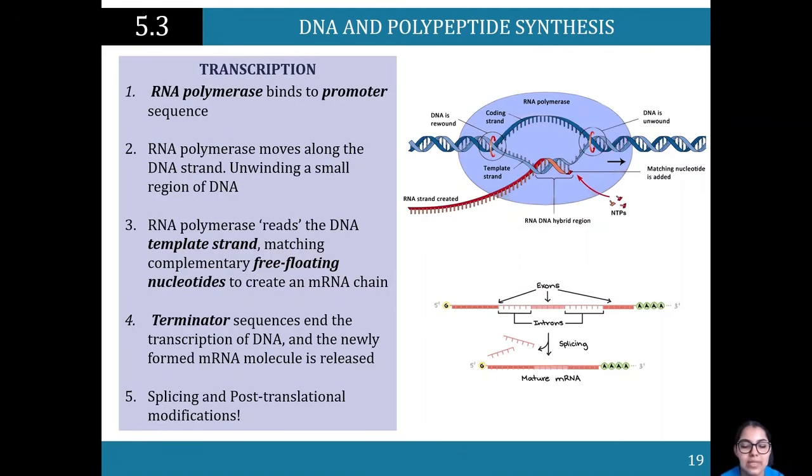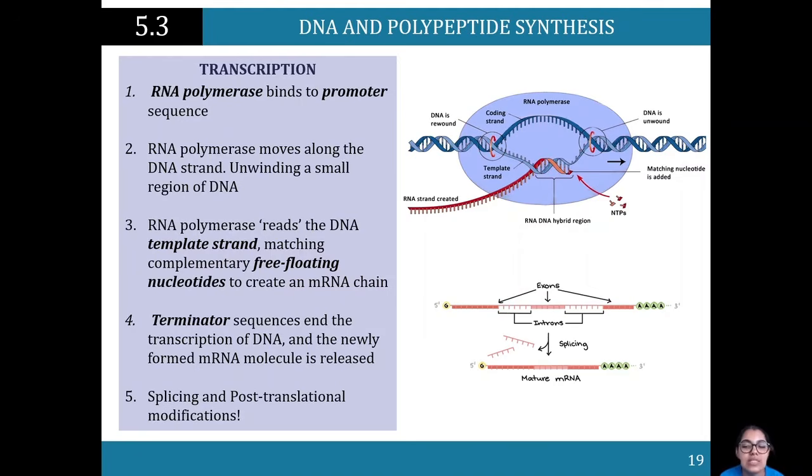Once the RNA polymerase reads the DNA template strand, it matches the complementary free-floating nucleotides to create an mRNA chain. mRNA stands for messenger RNA, so it's basically taking a message. Think of it that way, it's a messenger. Then once the process is done, the terminator sequence ends the transcription of the DNA. As the name suggests, it stops the process, because we're not unwinding the whole DNA, we are only taking a bit of the sequence that we need to make our protein.